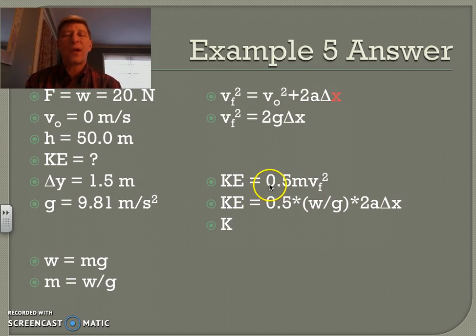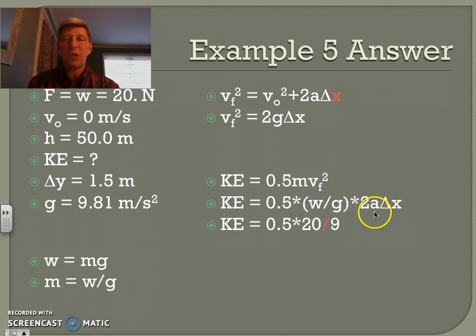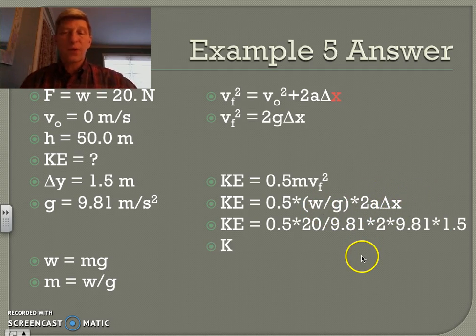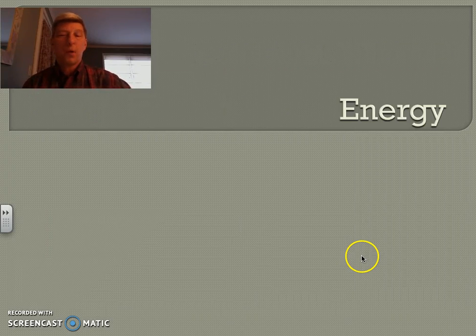The formula for kinetic energy is 0.5, 1/2, times mass times Vf squared. So since m, mass, is equal to W divided by g, and the final velocity squared is equal to 2a delta x, I'm just going to write the formula here as kinetic energy equals 0.5 times W divided by g times 2a delta x. Now I plug and chug my numbers in here. And you can do this on your own. Enter them into your magic number boxes, and you end up with 30 joules as the answer.